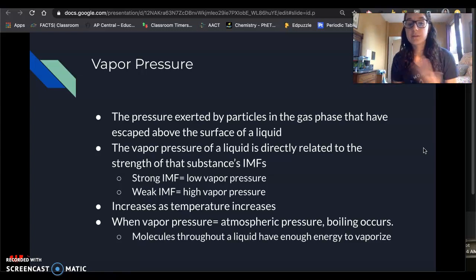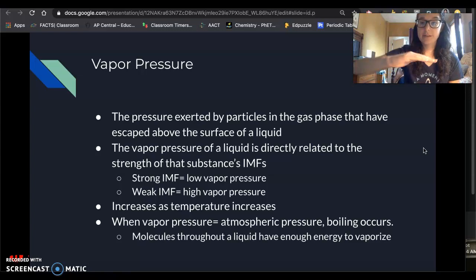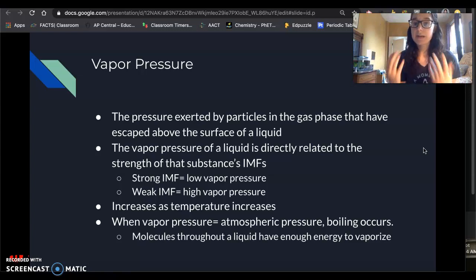So vapor pressure will also increase as temperature increases. Same reason that evaporation is going to increase. When you increase the temperature, you have more particles that are able to escape because they have higher kinetic energies. When your vapor pressure, the pressure exerted by gases from that liquid, equals the atmospheric pressure, the pressure of the atmosphere on the surface of that liquid, once those are equal to one another, you have boiling.